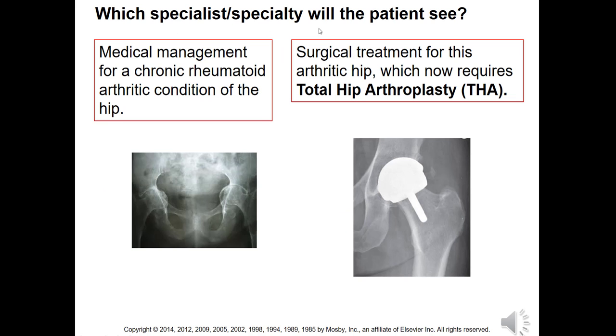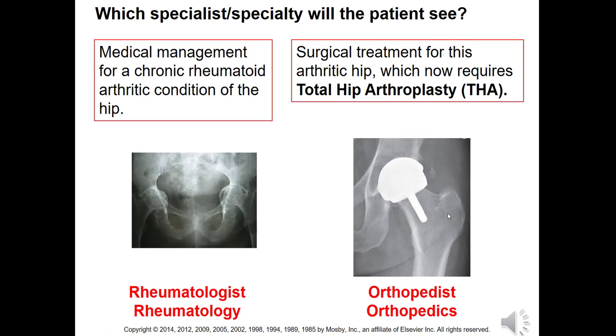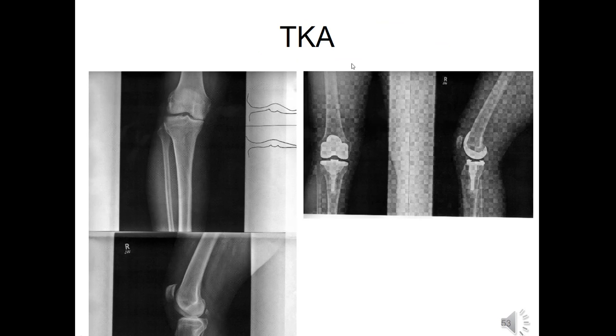So which specialist or specialty will the patient see? Medical management for a chronic rheumatoid arthritic condition of the hip. Well, somebody who is specializing in rheumatoid arthritis is going to be a rheumatologist. And then the surgical treatment for this arthritic hip, which now requires total hip arthroplasty. So a rheumatologist, and the study is rheumatology, and for this one we have an orthopedist, and orthopedics is the study of the joints.